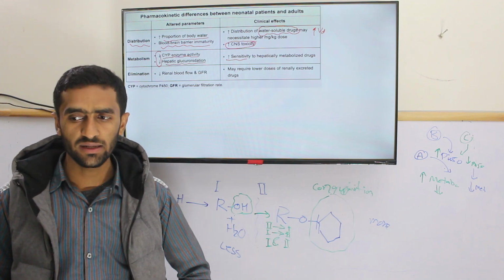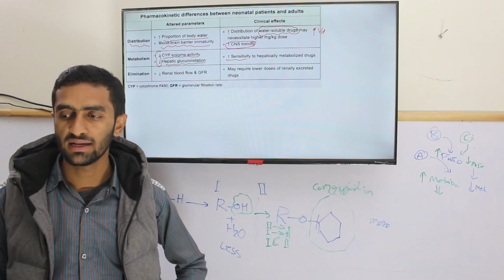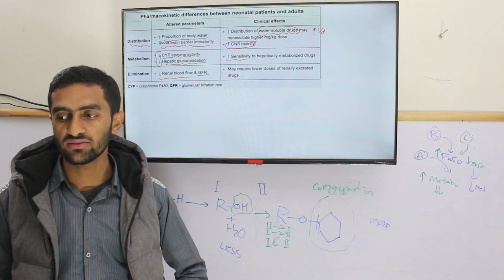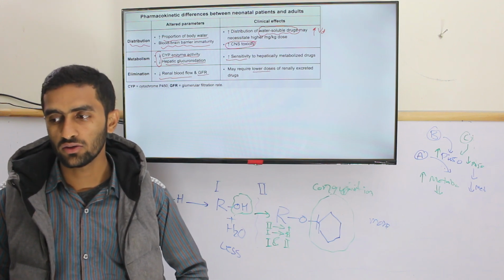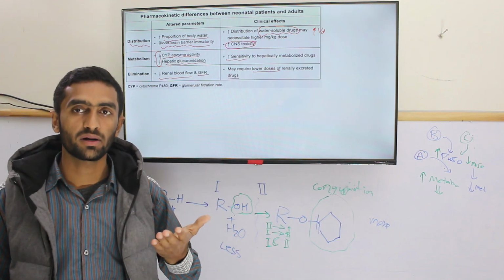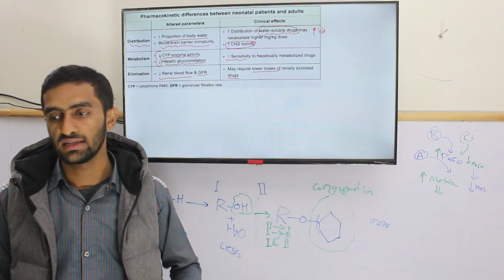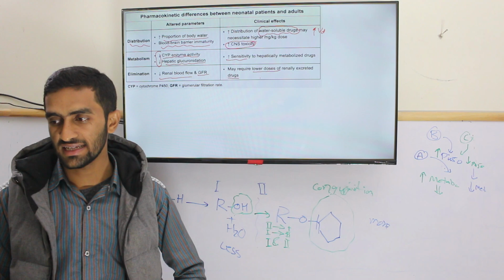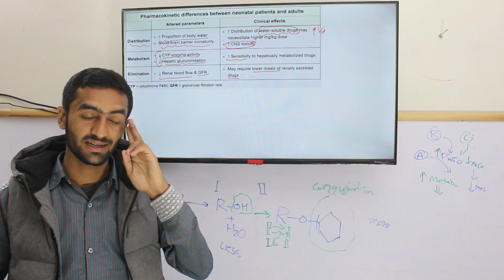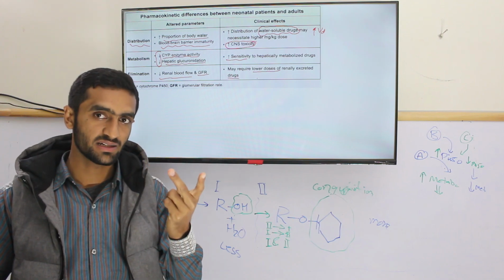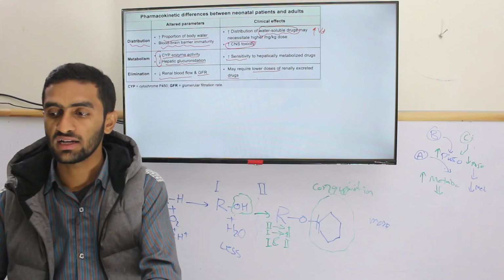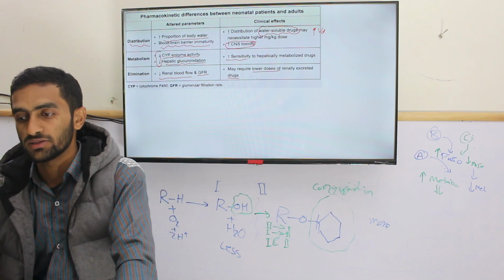For elimination, compared with the adult, they have low blood flow and low GFR. That's why they require lower doses of renally excreted drugs. If you give higher doses, the drug may not be properly handled, because the GFR and the renal blood flow to the kidney are less as compared to the adult. You should be careful, especially with the pregnant and the neonate, because a lot of clinical problems come into the hospital.